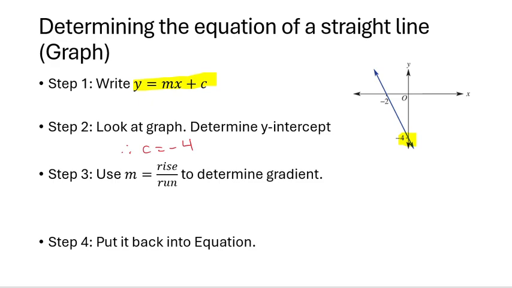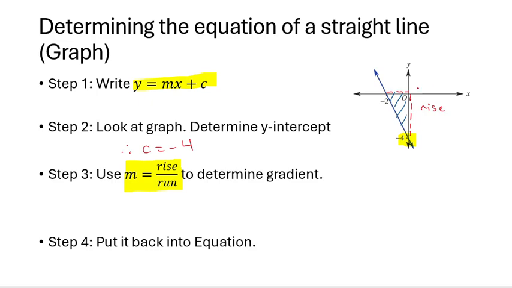So what we need to determine is the gradient now. So to do that, we're just going to use our formula m equals rise over run. Now, what you're going to do with your line is you are going to make a triangle. What I typically do is I use the x and the y axis to help me create a right angle triangle like that. So as you can see, that's all we need.